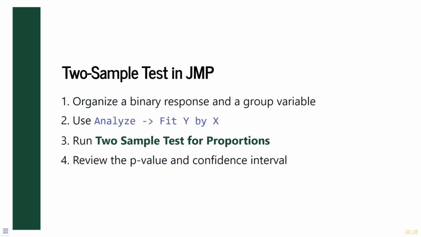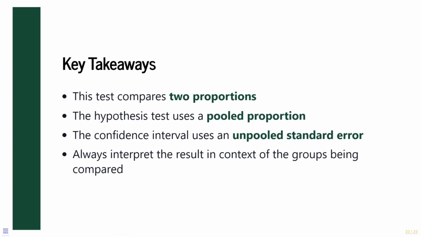The main takeaways are that this test compares two proportions. The hypothesis test uses a pooled proportion, and the confidence interval uses an unpooled standard error. We always want to interpret the result in the context of the two groups being compared.